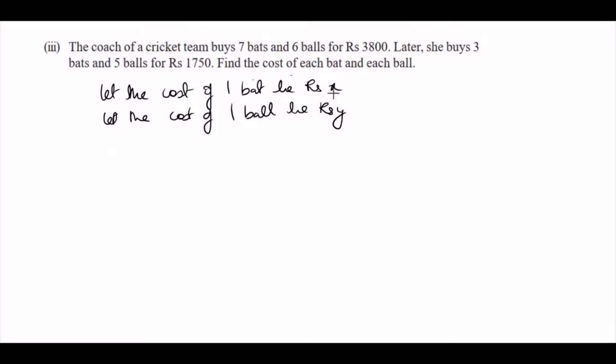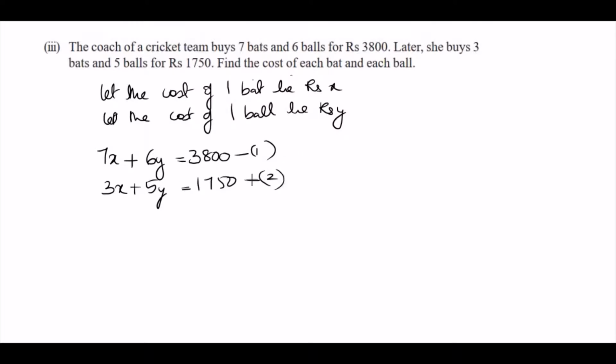So 1 bat costs rupees x, so 7 bats will cost rupees 7x. And 1 ball costs rupees y, so 6 balls will cost 6y. When you add those two, you get 3,800. So that is the first equation. And in a similar way, when you write for the second one, you get 3x plus 5y is equal to 1,750. So these are the pair of linear equations in two variables.